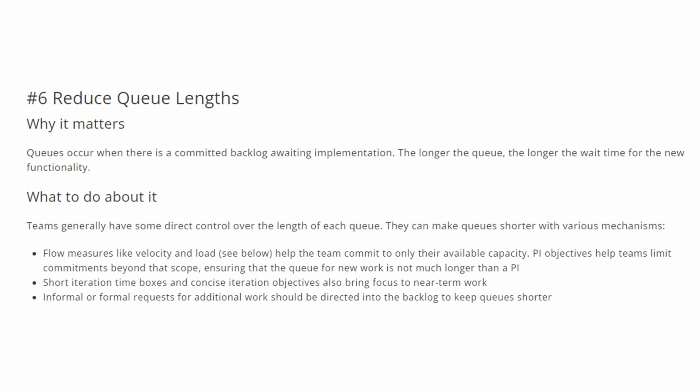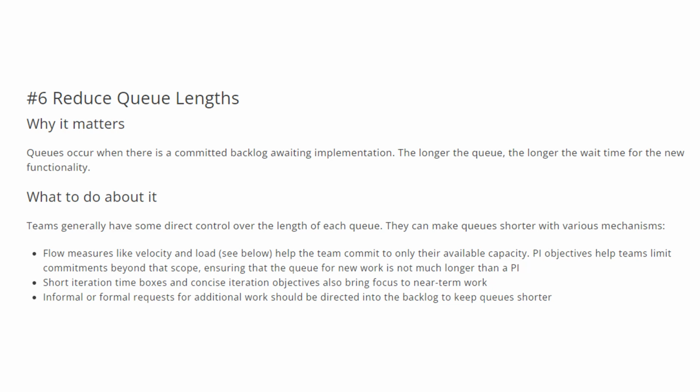Reduce queue lengths. Why does it matter for a team flow? Queues occur when there is a committed backlog awaiting implementation. The longer the queue, the longer the wait time for the new functionality, right? What to do about it? Teams generally have some direct control over the length of each queue.